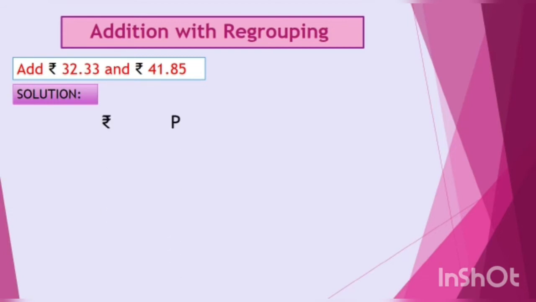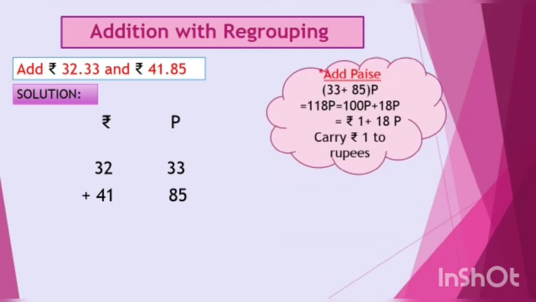First of all, we will write the symbol of rupees and paise on the top in the columns, leaving some space between them. Now arrange the digits below them. 32 rupees, 33 paise plus 41 rupees, 85 paise. Now add paise first.